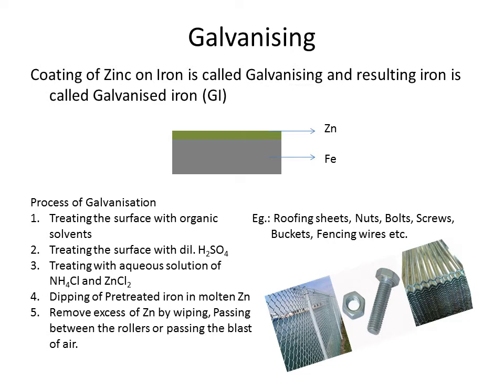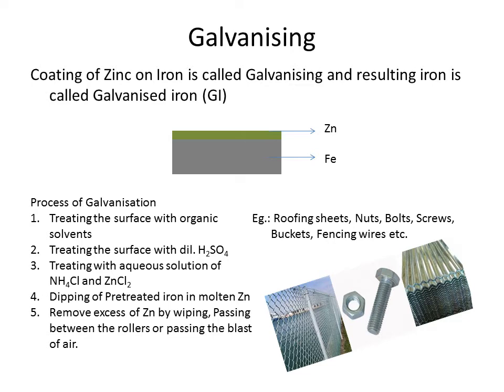If an excess amount of zinc has been deposited on the surface of the iron, then that excess zinc can be removed by wiping, passing between rollers, or passing a blast of air. With a large amount of force, when air is passed on the surface of that iron with a layer of zinc, the excess zinc will be removed. Then take it out, and you can use it for various applications.